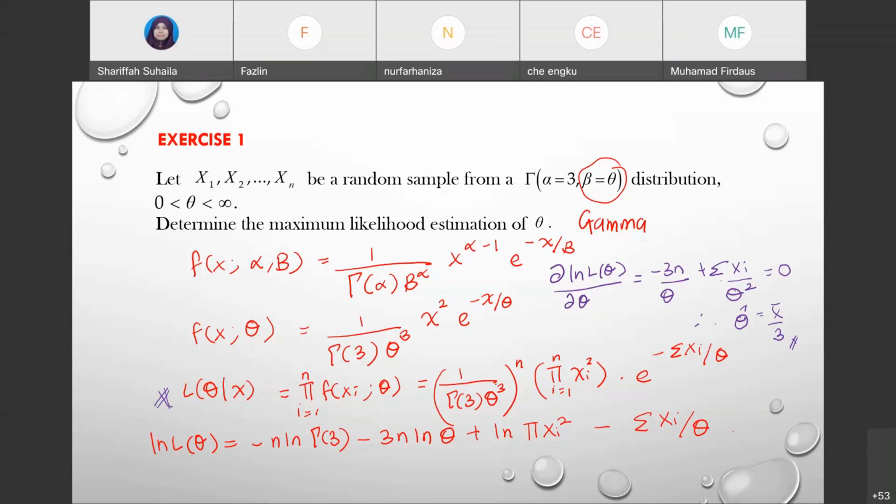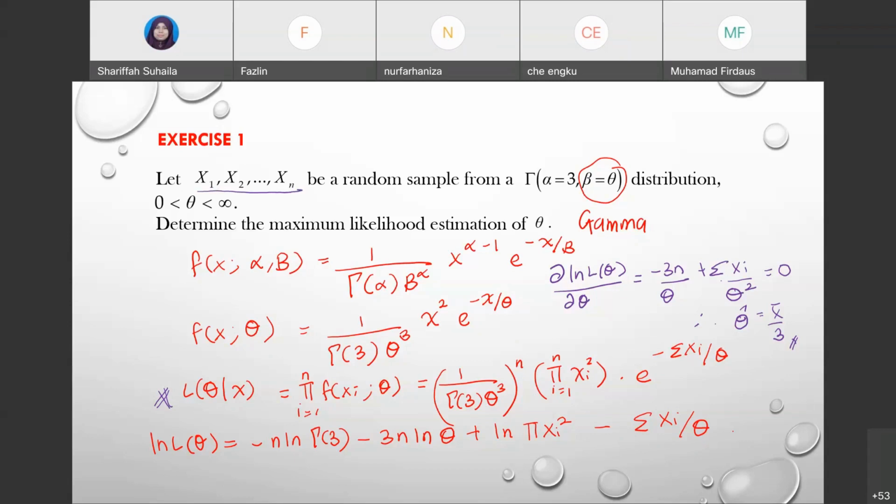Macam mana kita dapat? Sebab kita punya produk here, 1 over gamma 3 tu constant, sebab dia punya tu value je. Theta 3 to the power n, sebab kita repeat sampai kita ada xn. So, that's why kita start dengan ini. Random sample. So, setiap satu tu x1 dia gamma distribution, x2 pun gamma distribution. So, of course, you have n gamma distribution.